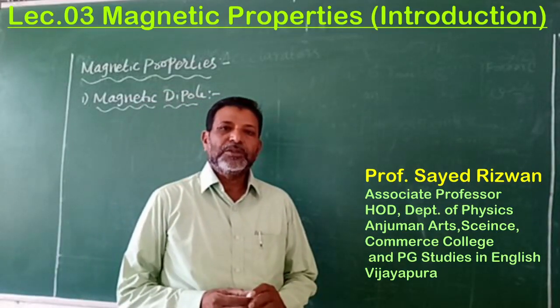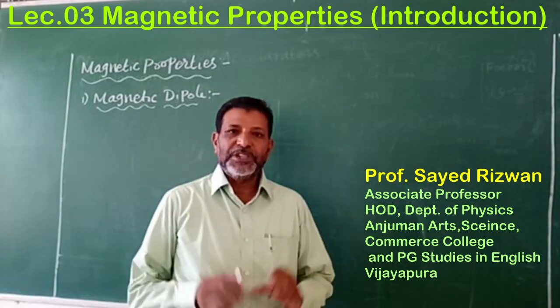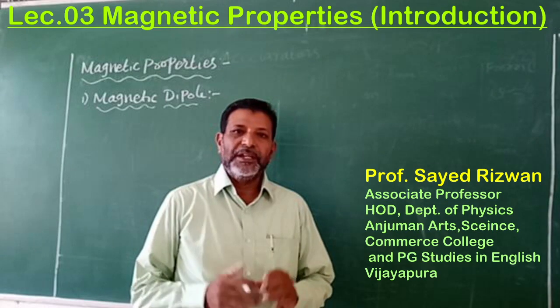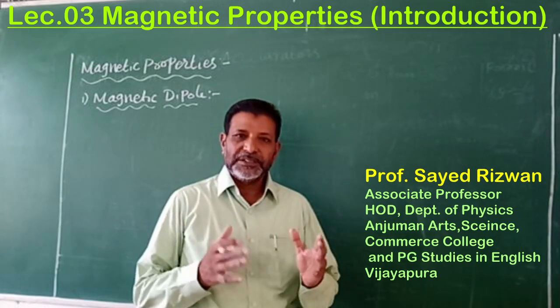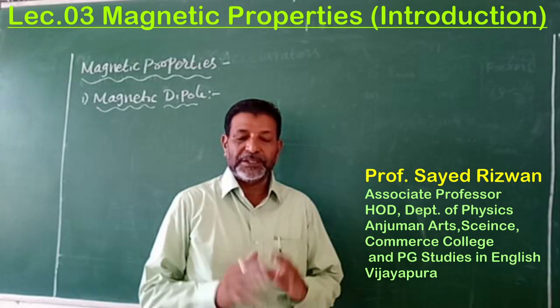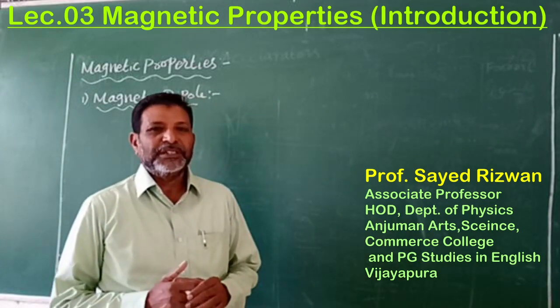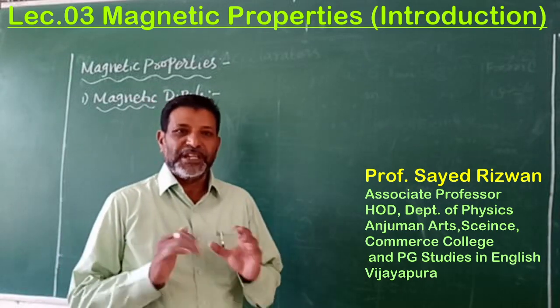In the last class, we discussed the Helmholtz galvanometer in detail: its principle, construction, and theory. Now, let us come to the next point, that is the magnetic properties.